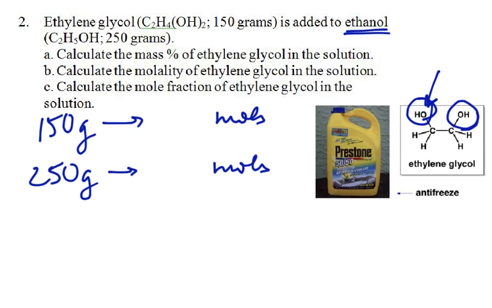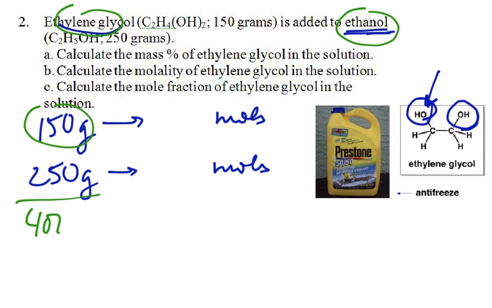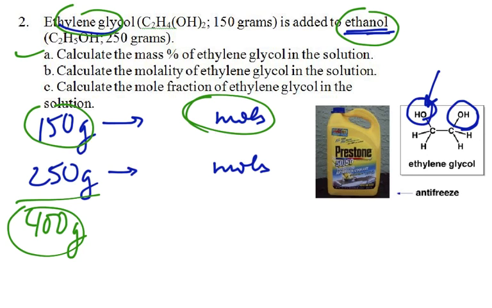So we would have grams of ethanol, we'd have grams of ethylene glycol, we have moles of ethanol, and we have moles of ethylene glycol. Now, the question here is calculate the mass percent of ethylene glycol in the solution. So all we need to do is take the mass over the total mass times 100. So there's part A, we could do that. Part B, calculate the molality. Well, the molality would be the moles over the kilograms of solvent.